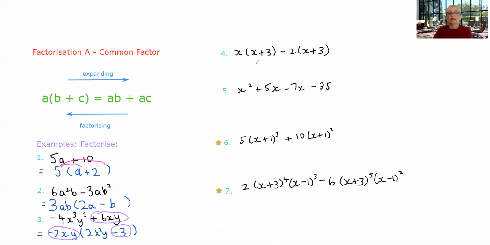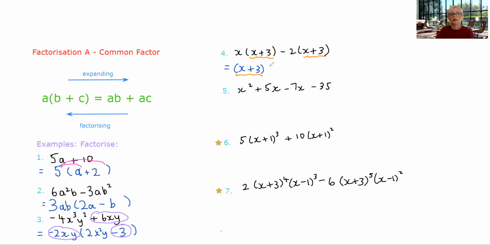Okay, let's have a look at these ones. This is a little bit different, isn't it? The good news is that a common factor can in fact be an entire bracketed expression. We've got x times (x plus 3) minus 2 times (x plus 3). Let's bring that (x plus 3) right the way out the front as our common factor. Perfectly legitimate to do that.